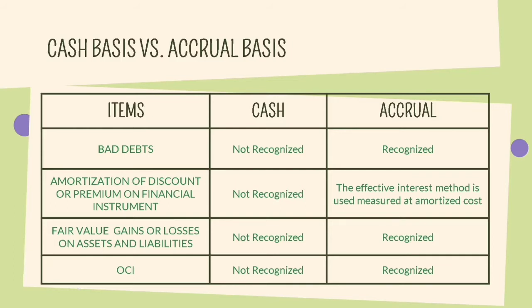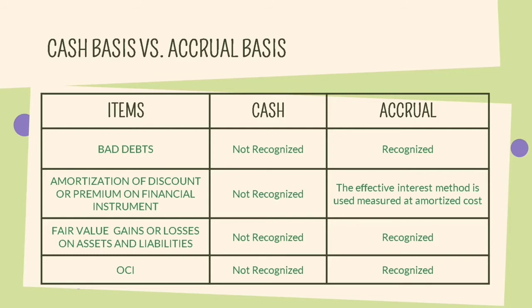Amortization of discount or premium on financial statements. Under cash, no discount or premium is recognized. Interest, income, or expense is recognized for cash collections or payments. Under accrual, the effective interest method is used for financial instruments measured at amortized cost.